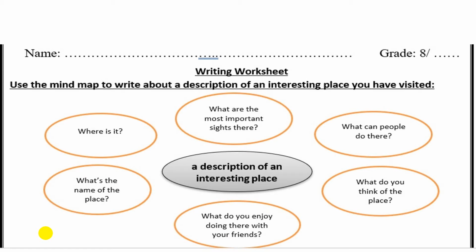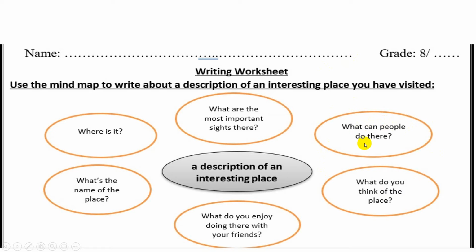Now let's continue. For more practice, I uploaded a worksheet for you. Use the mind map to write about the description of an interesting place you have visited. Have a look at this mind map. Again, we use a mind map to put our ideas on paper, which helps us while we are writing. Look at the middle bubble here. I have description of an interesting place. I'm going to talk about a specific place. Mention the place you are going to talk about. For me, it was Doha. Now, draw other bubbles around it and try to answer.